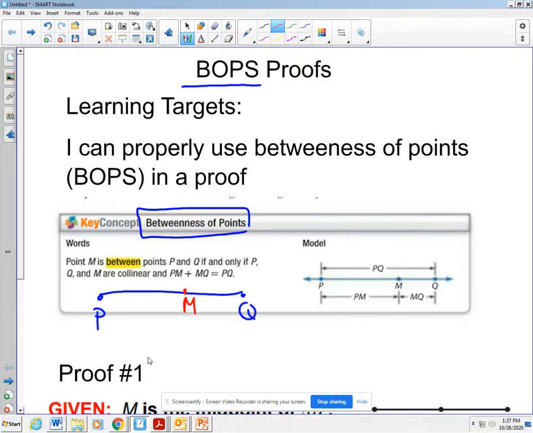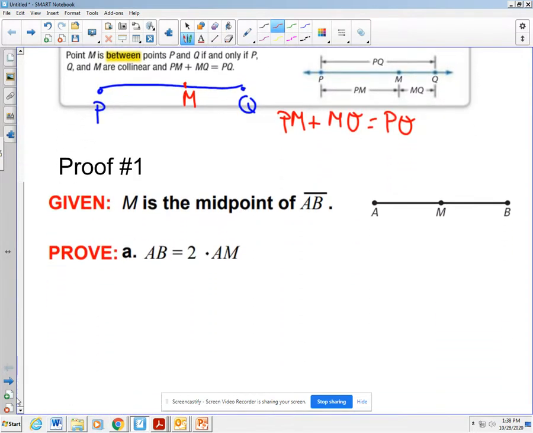So what do I know? I know that PN plus NQ is equal to PQ. Okay, and we know this already from the previous chapter. In some textbooks, this is called the segment addition postulate. So if you are sometimes researching some problems or looking at some answers online, they will call this segment addition postulate. So now let's take a moment and look at one proof.